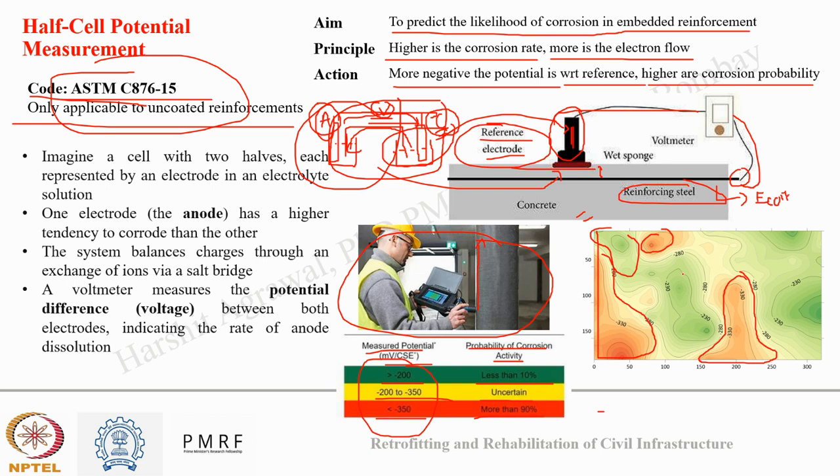Okay, so just read these steps once again. Try to understand the salt bridge discussion that I did here, and correlate that discussion with the diagram here, and you will be clear with the half cell potential.